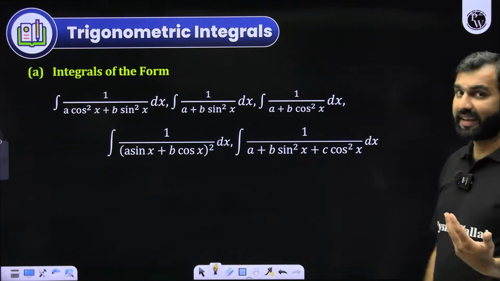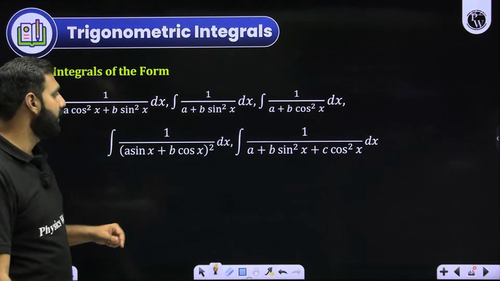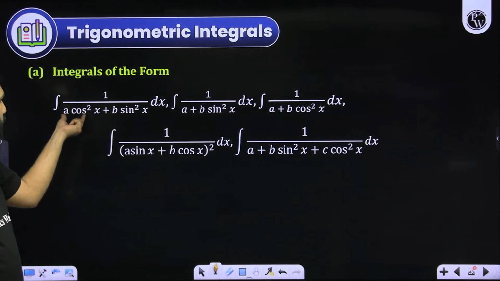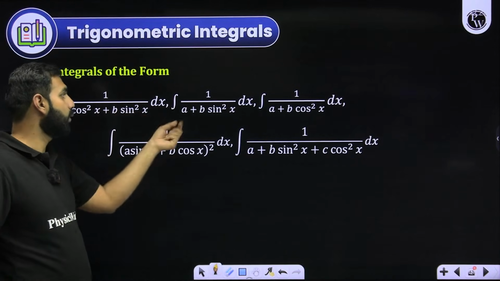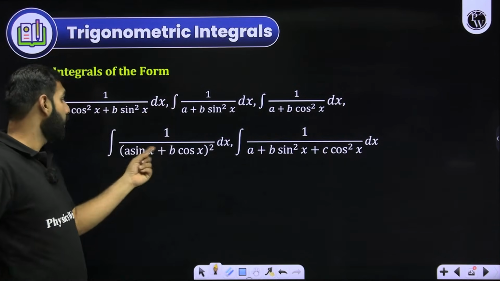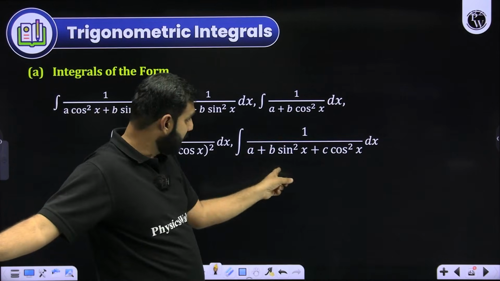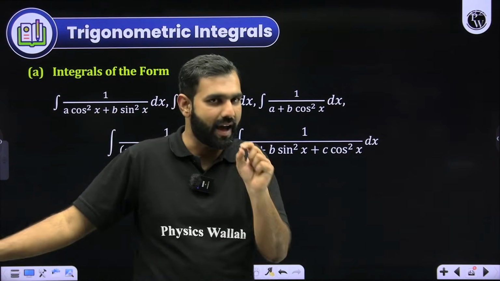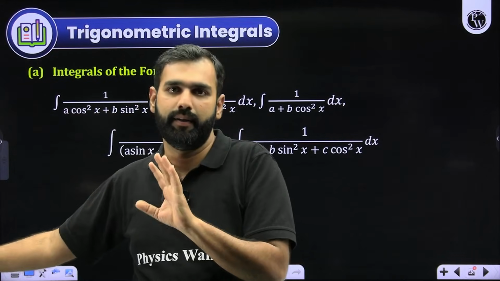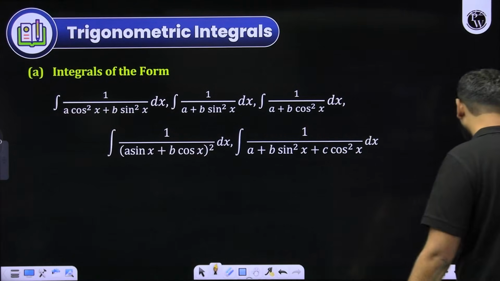Here comes another category of questions. How and when and where. See, whenever you are given something like 1 upon a cos square x plus b sin square x, or 1 upon a plus b sin square x, or 1 upon a plus b cos square x, or 1 upon (a sin x plus b cos x) whole square, or 1 upon a plus b sin square x plus c cos square x. So whenever you have terms in sin square and cos square in the denominator, what does the SOP say?